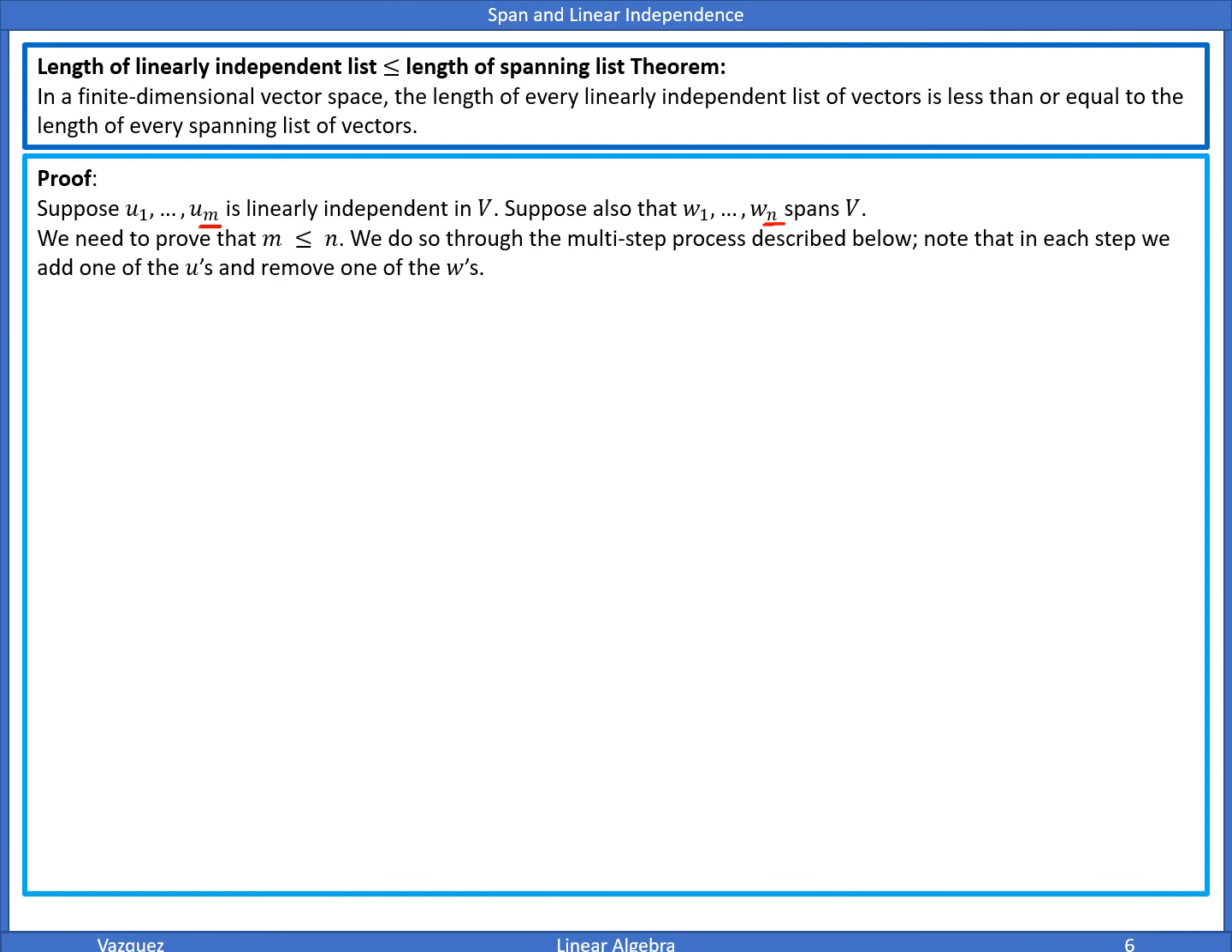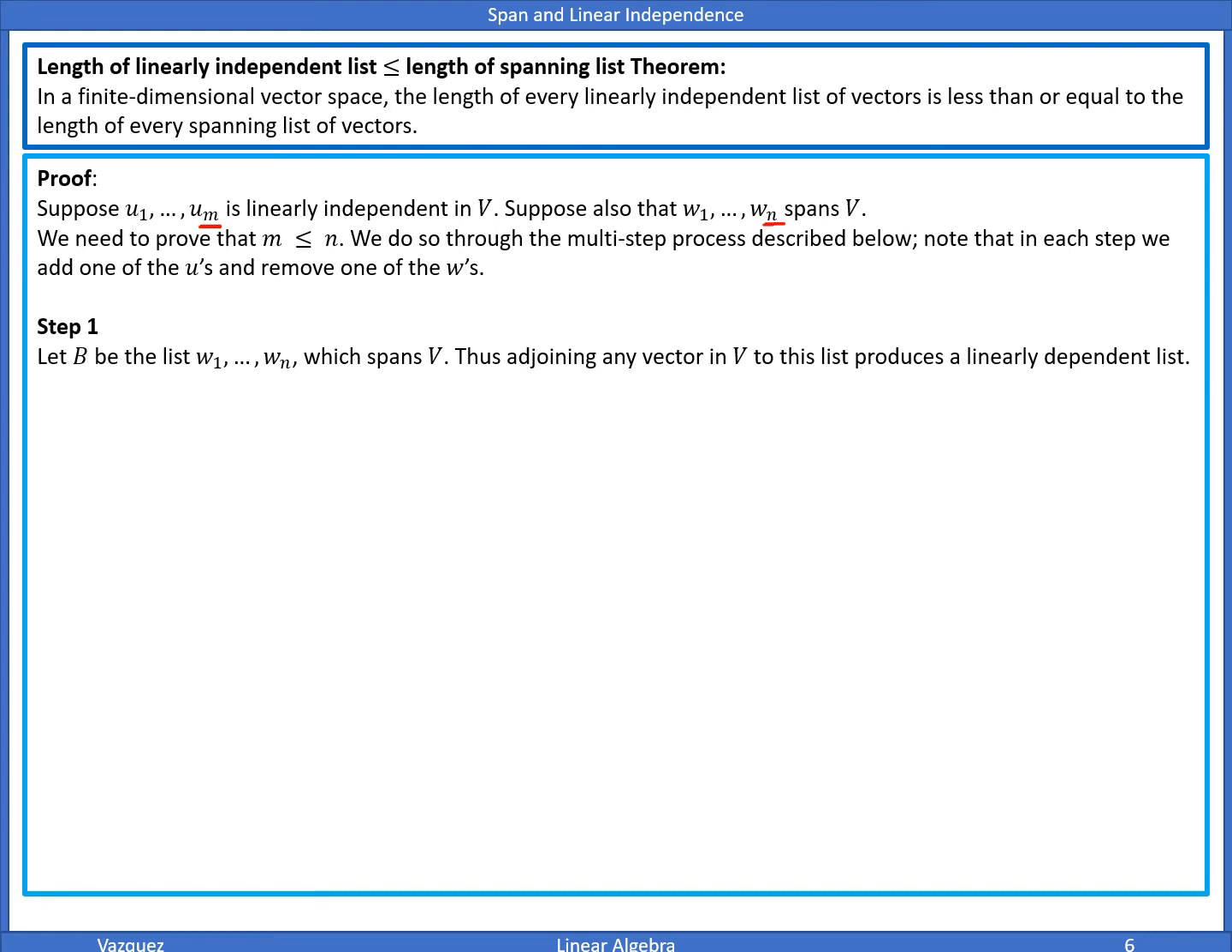And we need to note that in each step, we add one of the u's and remove one of the w's. That's what's going to happen here. So as you can imagine, step 1: add a u and remove a w. So if we let B be this list that spans V, well, if we add a vector to that, adjoining any vector in V to the list is now going to produce a linearly dependent list, right?